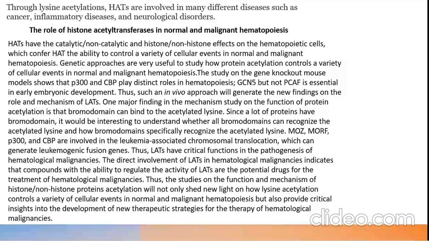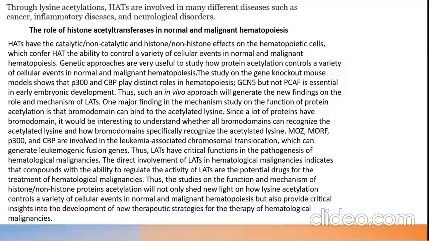Here I'm just taking an example of how it is important in the blood cancer scenario. This is a brief summary of the role of histone acetyltransferase in normal and malignant hematopoiesis. Malignant just defines a cancer cell, and hematopoiesis is about the premature blood cells. As far as we have seen, histone and non-histone effects of HATs in several cells, now we are going to take it for specific hematopoietic cells.